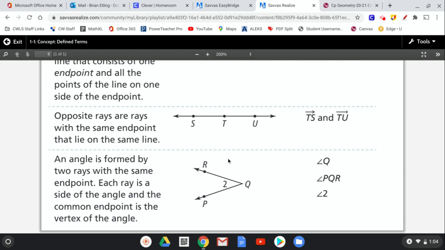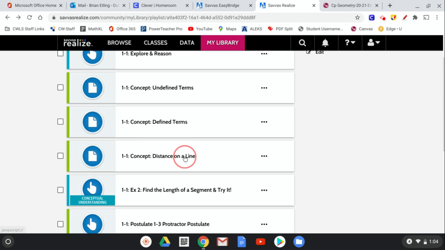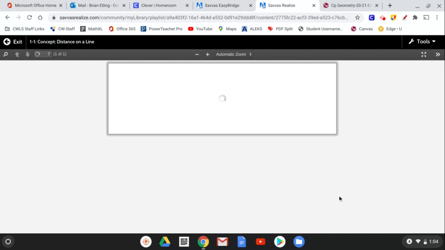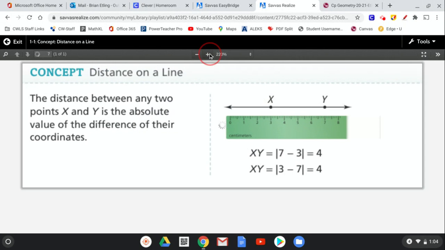So at this point, we are done with definitions. Thank goodness, right? So we're moving on to the concepts and using them to solve problems. This first one, and we always start out a little bit simple, seems super simple. I understand, it should be. We're talking about distance on a line, measuring with centimeters, okay?